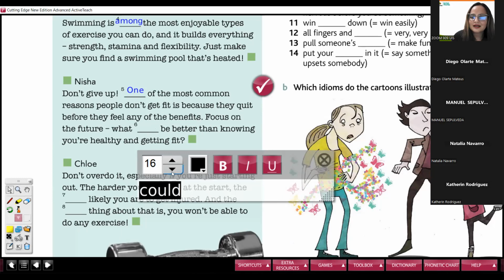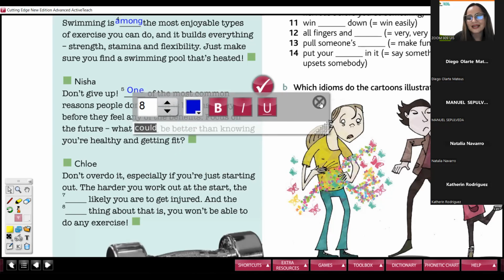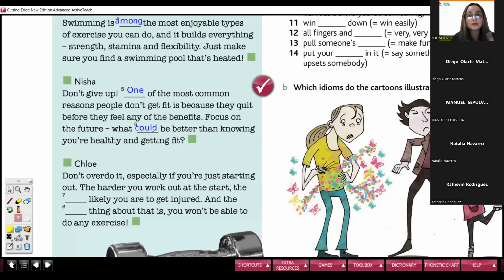I think that is very similar to the way we speak in Spanish in our colloquial language. ¿Qué podría salir peor? Yeah, like in our colloquial language. In this one, what could be better is the opposite, that is positive. ¿Qué sería mejor que tal cosa? Okay. What could be better than knowing you're healthy and getting fit? You can use any comparative, any adjective. You can say, for example, what could be worse? ¿Qué podría ser peor que olvidarme el cumpleaños de mi pareja? Oh, terrible. So you can play with the comparative here. It does not mean that only better. You can have any adjective, no problem.